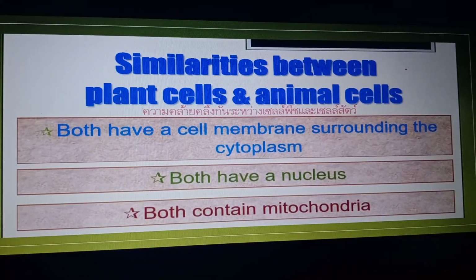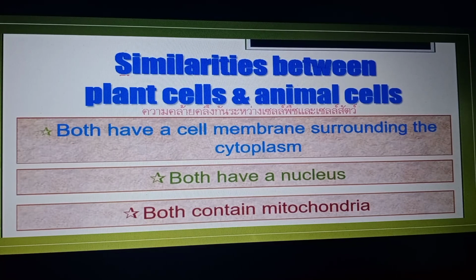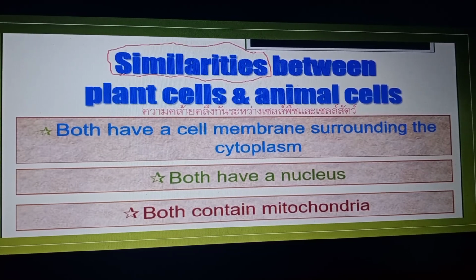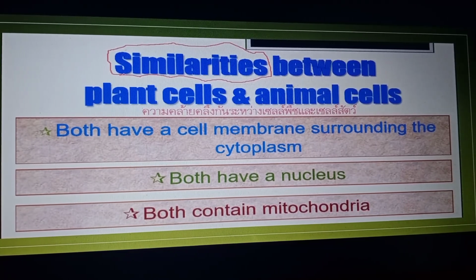Okay. Moving on, let's have similarities. When we talk about similarities, they have the same function, or you can also say that in our lesson you can find both of them in both the animal cell and the plant cell. So, similarities between plant cells and animal cells. Here is your Thai translation. Try to read this one. Maybe it can help you understand what I am talking about.